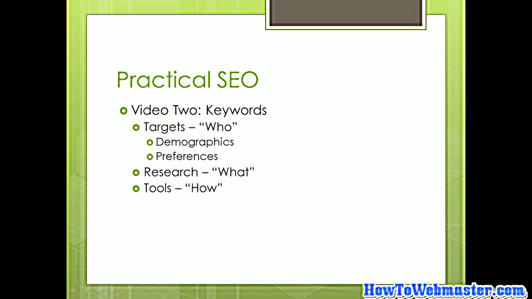Now then, we just talked about tools. In other words, how are we going to find these keywords? Well, we're going to be using something called the Google AdWords keyword tool, which I'll be showing you here in a minute. So how we actually find the right keywords for our site, we will be using the Google AdWords keyword tool, and I'll be showing you that.